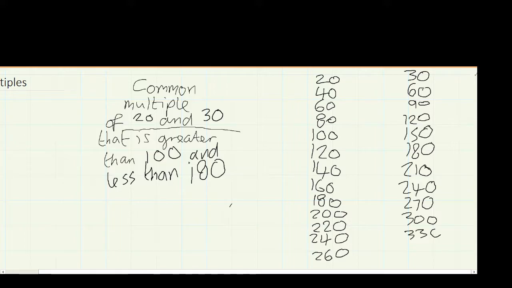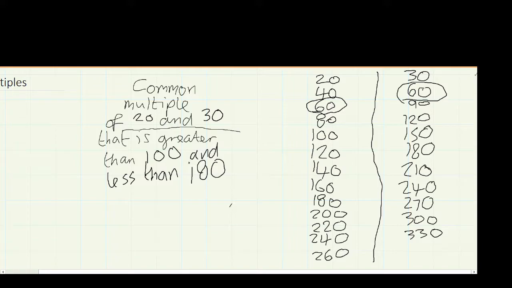Okay, so the hard work's done. Well, not the hard work. Well, the easy work's done. The effective work's done because we have all of the multiples that we need. And now all we need to do is identify what are the common multiples of these two numbers, taking into account our two variables, which is that it needs to be greater than 100 and needs to be less than 180. Now I see a common multiple there. He's just circling it now.